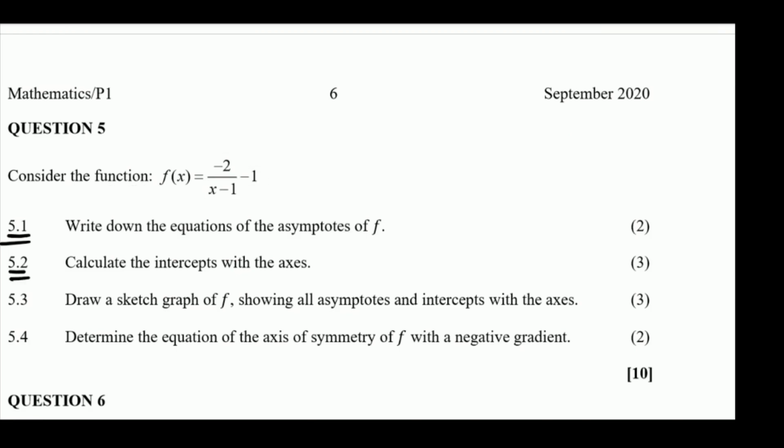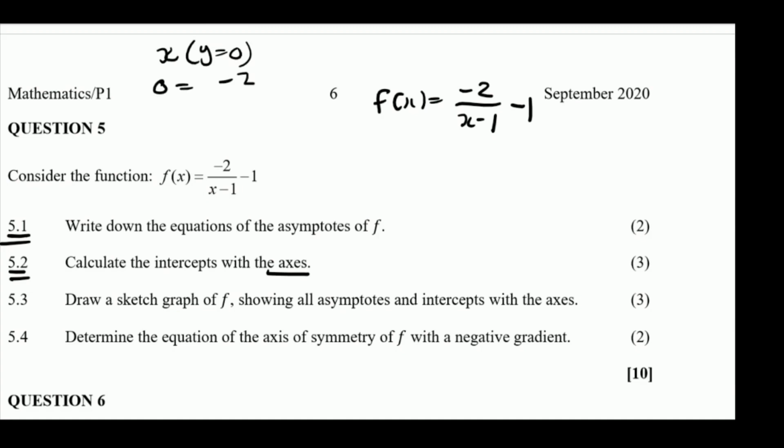5.2, we are asked to calculate the intercepts with the axes. So you have f of x equals minus 2 over x minus 1, minus 1. We calculate the x-intercept when y equals 0. So where does y equate to 0? It's going to be 0 equals minus 2 over x minus 1, minus 1. Then this minus 1, we transpose to the other side. We have 1 equals minus 2 over x minus 1.